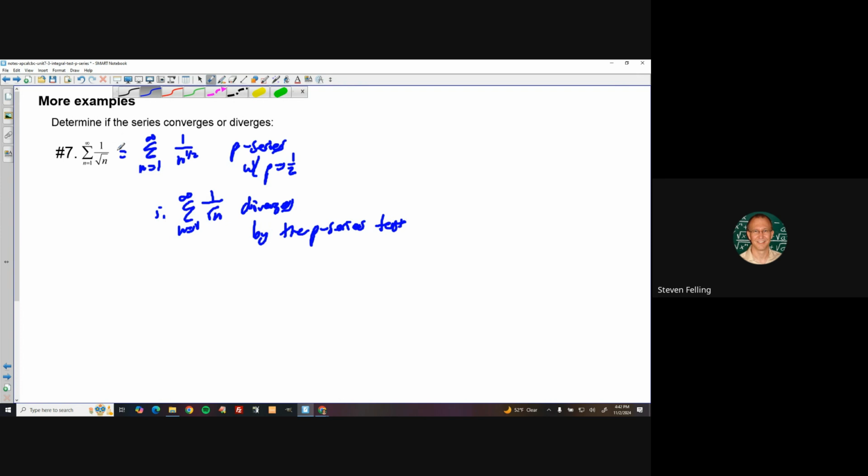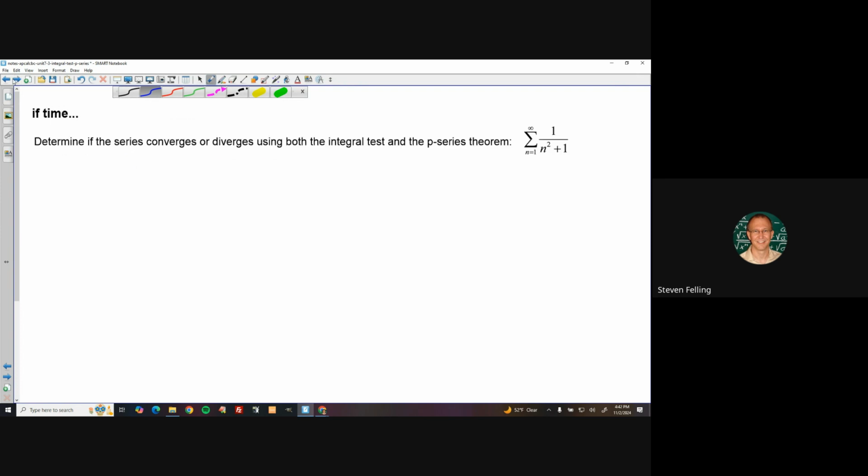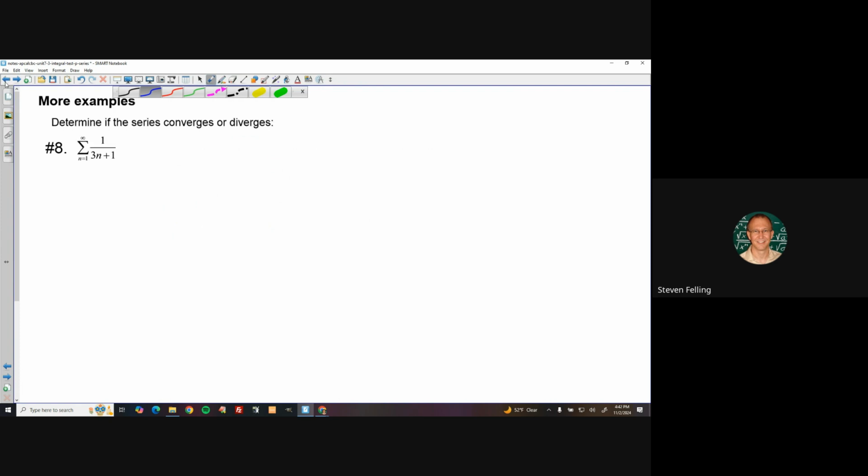All right, let's do one more here, and then this is the last example, I think. Oh, there's more here too. And we'll keep going. And of course, you can always pause the video if this is getting too long. Determine if the series converges or diverges. This is not a p-series. It's not geometric. It's not going to work with the nth term test for divergence, so we're going to have to do the integral test. So let's do that real quick.